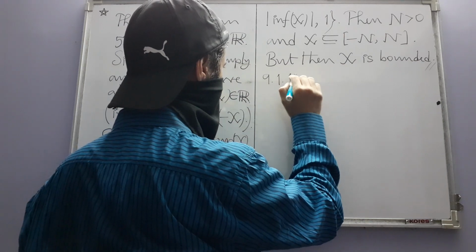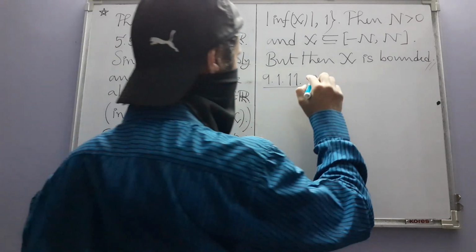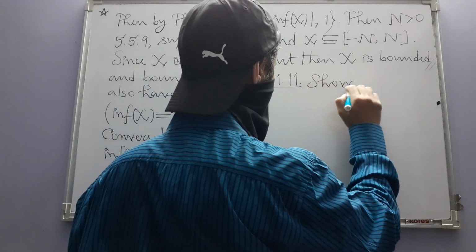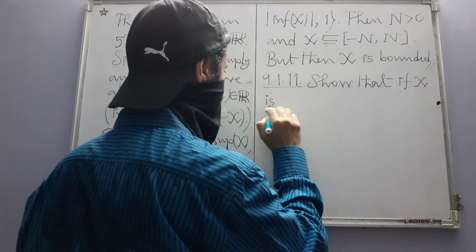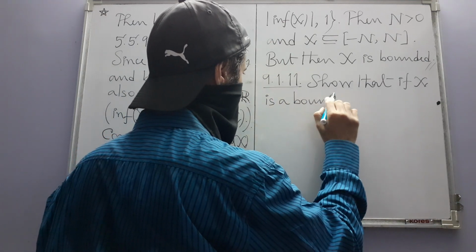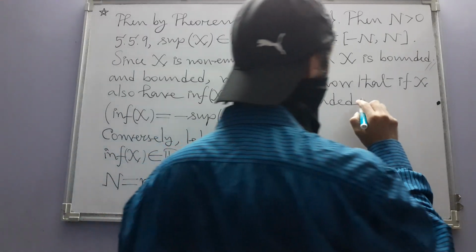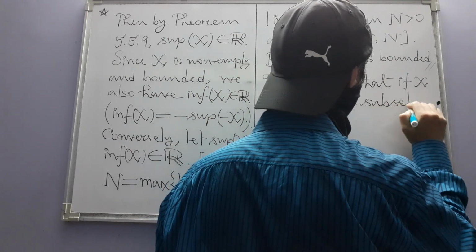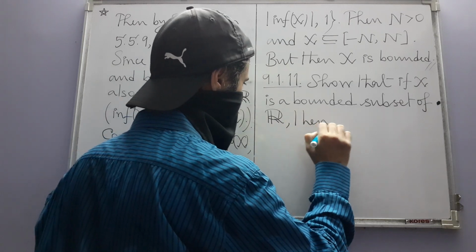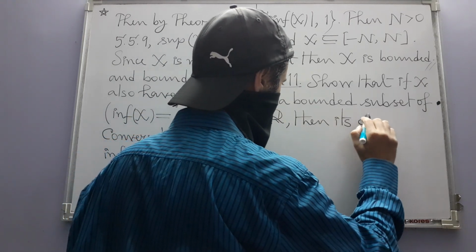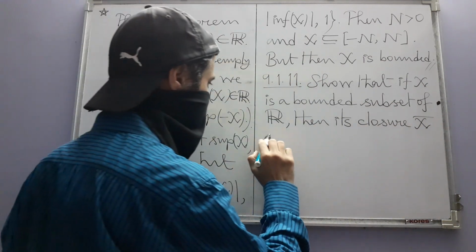Nine, 11. Show that if X is a bounded set in R, a bounded subset of R, then its closure X bar is also bounded.